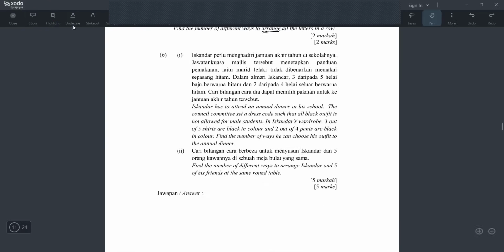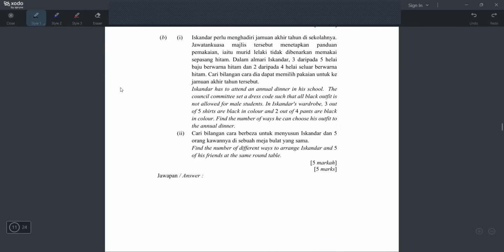Now let's scroll down. Let's do part B. Okay, let's read. Iskandar has to attend an annual dinner in his school. The council committee set a dress code such that all black outfit is not allowed for male students. Okay, this is important. All black outfit is not allowed. I'm sure this will be important later.